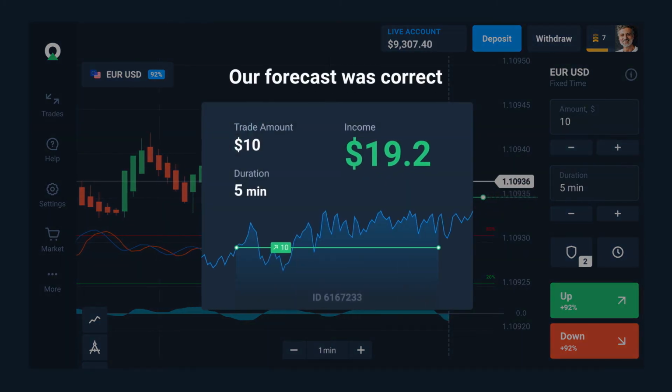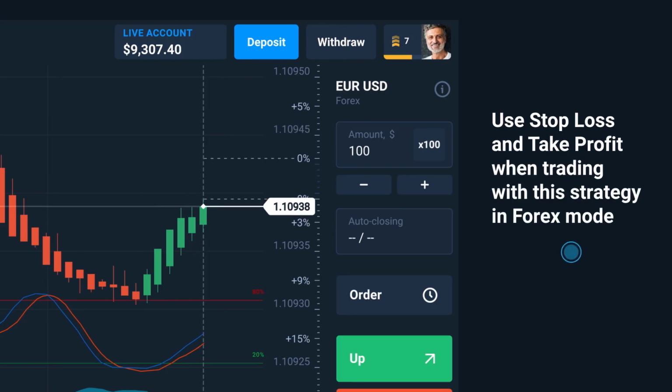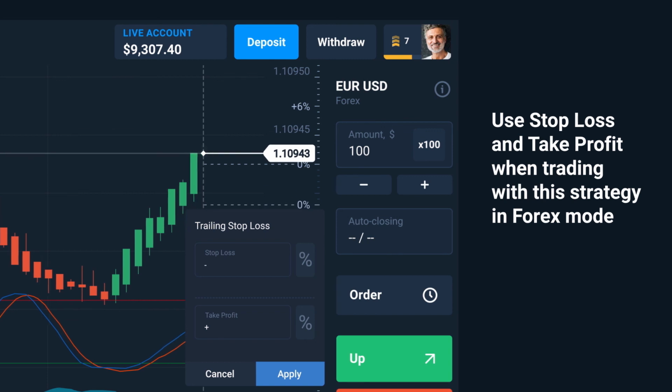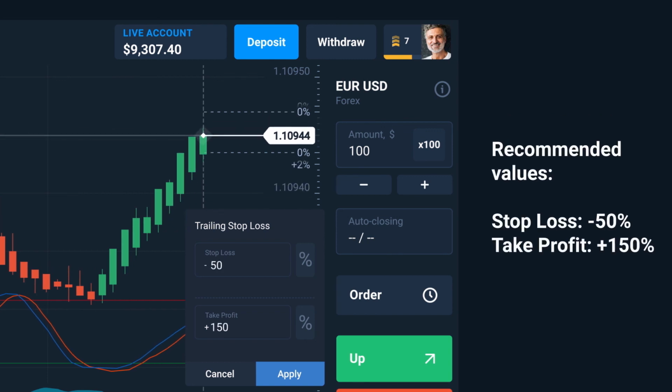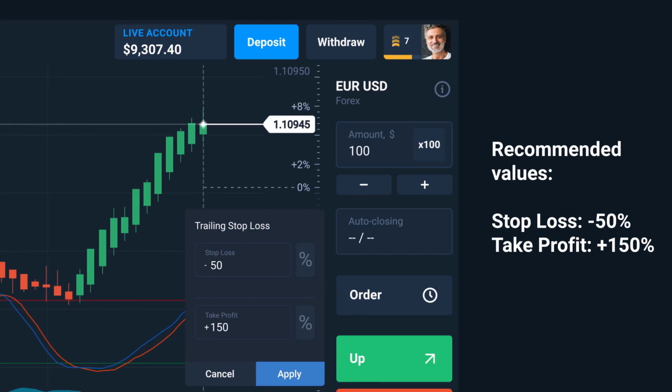Our forecast was correct. Use stop loss and take profit orders when trading with Rodeo strategy in Forex mode to adjust your trades more accurately. We recommend that the stop loss is set to 50% of the trade amount, while the take profit is set to 150% of the trade amount.